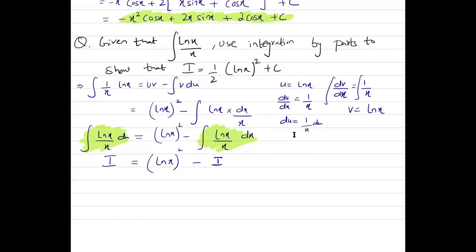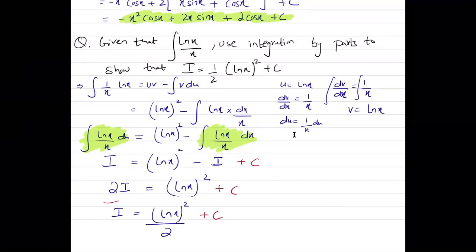Yes, sir. If I just solve this algebraically, this minus I going on that side is going to give you 2I equals to ln x the whole thing square. And I is going to be equal to ln x the whole thing square upon 2, right? Yes. And we can't forget plus c, because every time there is going to be a constant of integration present. This is what we were asked to show.